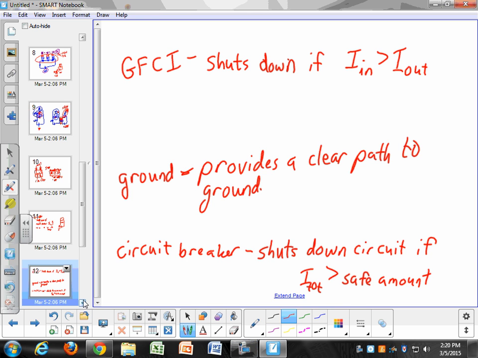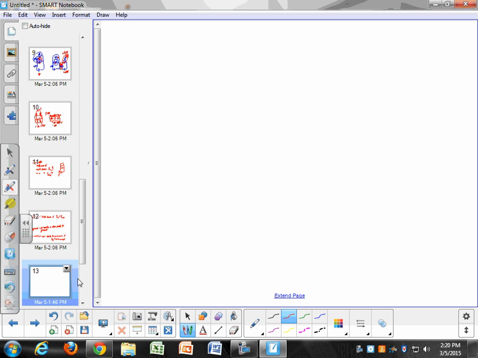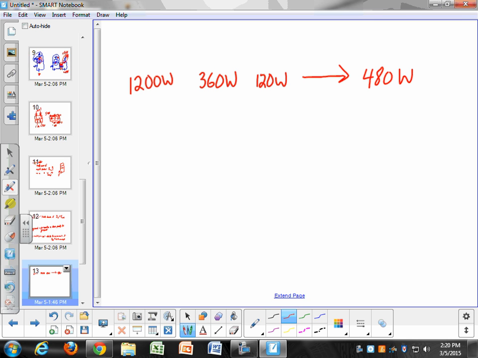And then one last thing regarding household circuits, and we did this on one of the quick tests, but if you have a series of devices on a circuit breaker, let's say you have a 1200 watt hairdryer, a 360 watt refrigerator, and a 120 watt light bulb, and everything's working just fine, and then somewhere you plug in, say, a 480 watt whatever, it shuts off. And so the question is, what is the rating of the circuit breaker?